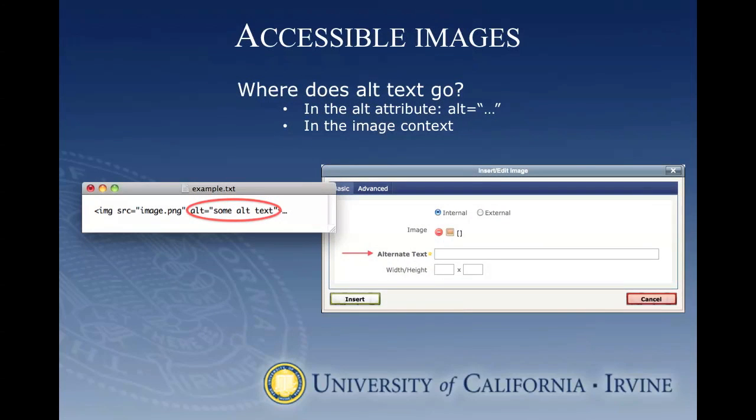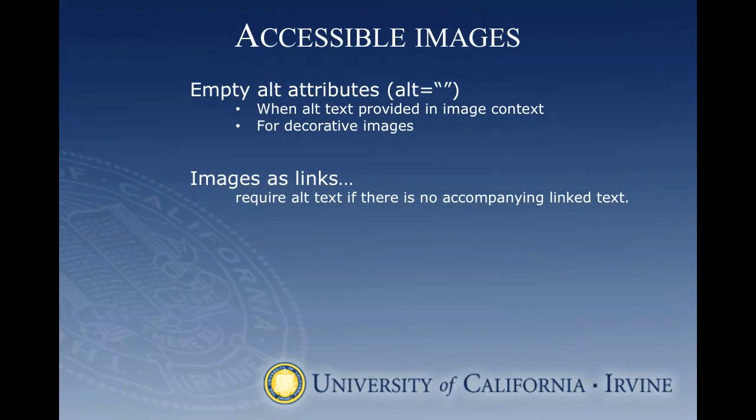So where does alt text go? If you're hand-coding your content, you can attach the alt attribute to an image tag as shown on the left. For CMS users, you provide the alt text in the indicated area of the image dialog box. Empty alt attributes are appropriate when the surrounding content provides the same function or when the image is used for decorative purposes only and has no actual meaning. If you use an image as a link, alt text is required if there is no accompanying link text.